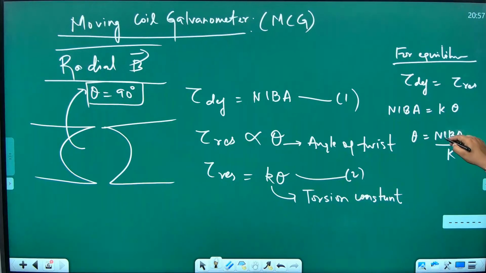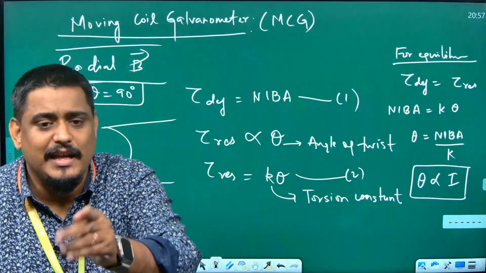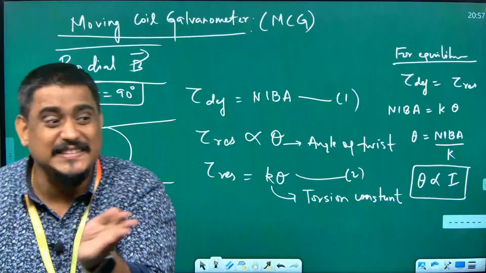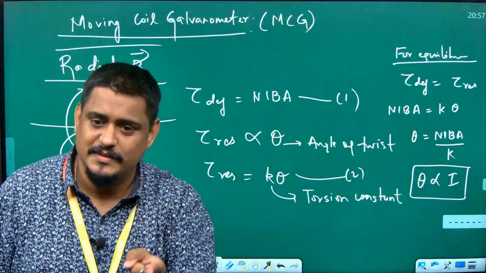This I can write from here. N is number of turns, going to be constant. B is magnetic field, going to be constant, because magnetic field is provided by whom? Permanent magnets. It will not be varying, it will be the same. A is the area of the loop, going to be constant. k is obviously a constant. It means my theta started depending upon what? Current. That only I wanted, no. I want that how much current is coming, that much deflection should happen. Less current, less deflection. More current, more deflection. Then only I can measure the current.